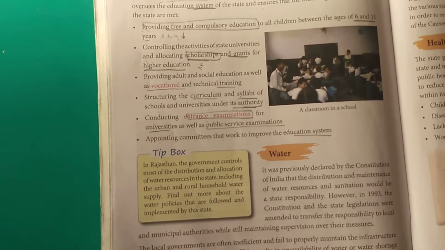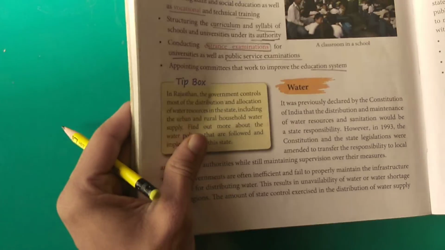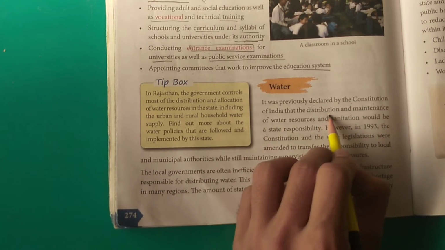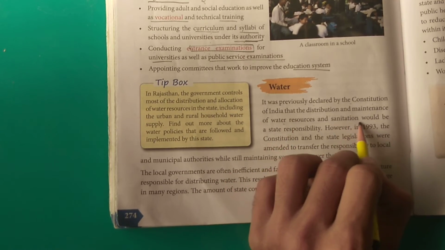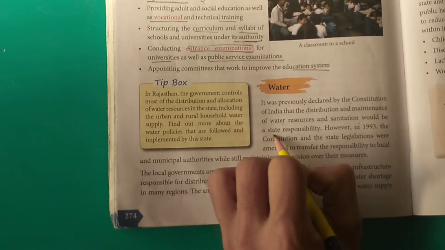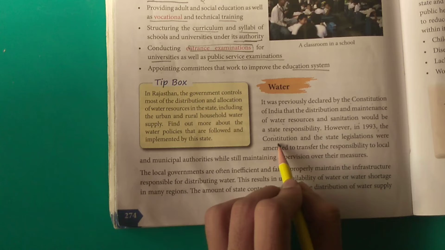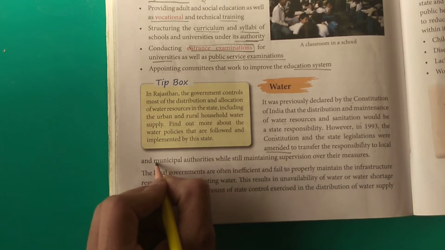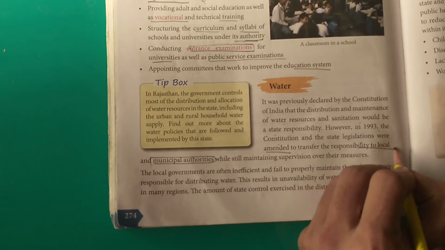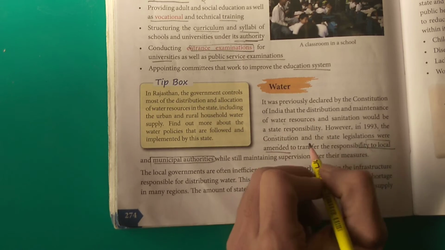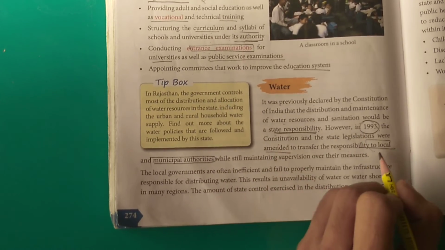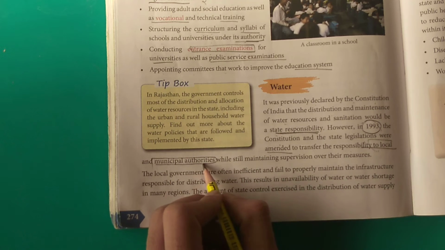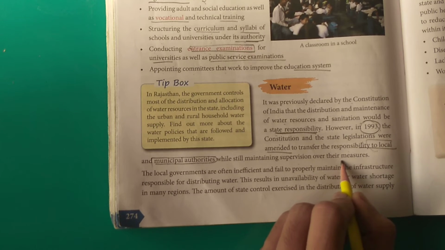Now moving further, we are going to study water. It was previously declared by the Constitution of India that the distribution and maintenance of water resources and sanitation would be a state responsibility. However, in 1993, the Constitution and the state legislation were amended to transfer the responsibility to the local and municipal authorities. First, it was under the state responsibility, but after 1993, the responsibility has been given to local and municipal authorities, while the state still maintains oversight over their measures.